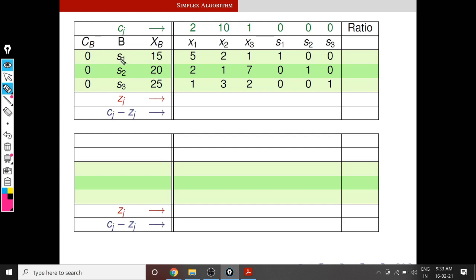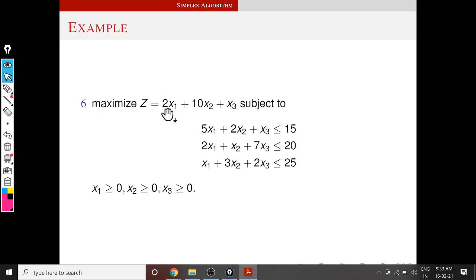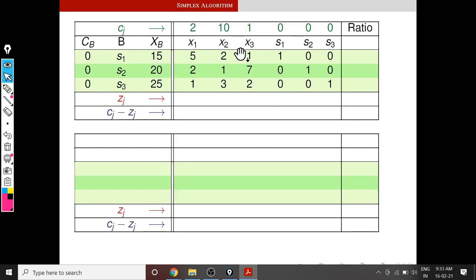And what is the value of the slack variables? The values of the slack variables initially are 15, 20, 25. They are the right hand side of the constraints. And the variables are x1, x2, x3, s1, s2, s3. Then this is the cost from our objective function. What is our objective function? See this: 2, 10, 1, 0, 0, 0. You got it?